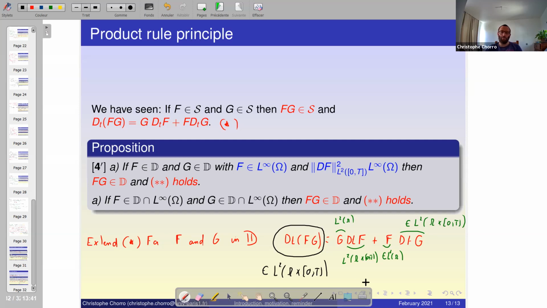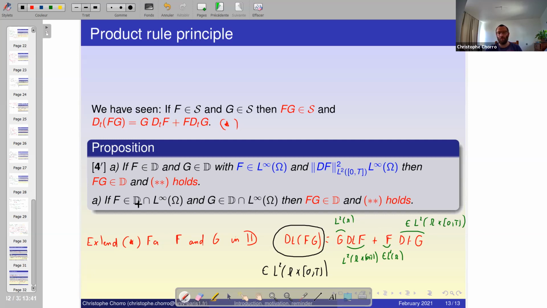So in fact, what I want you to keep in mind is the following. This formula will be true when it makes sense, that is, when this product is in L2 and when this product is in L2. In order to state a general result, I can add an integrability condition to make it okay. A first condition that I can use is the following.